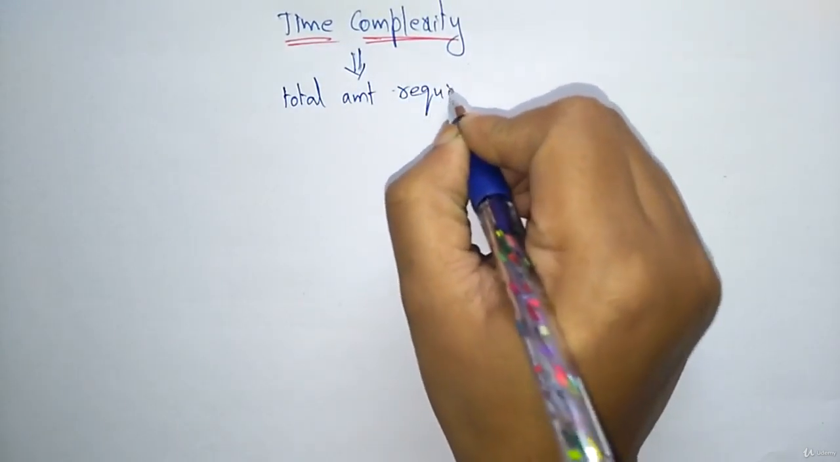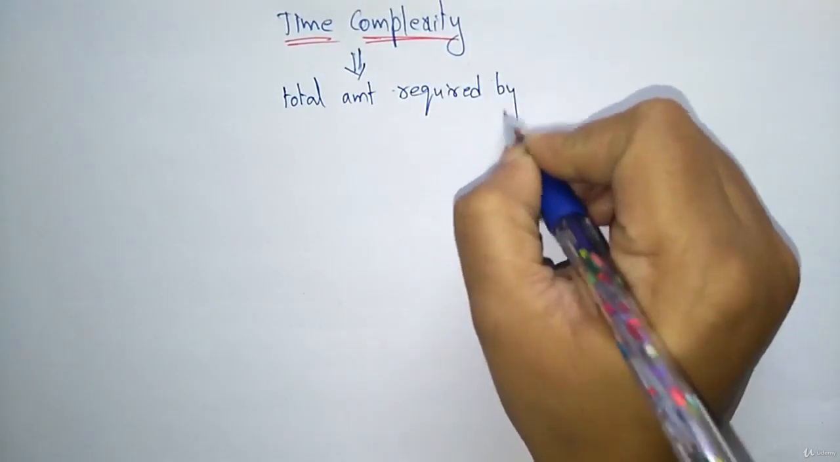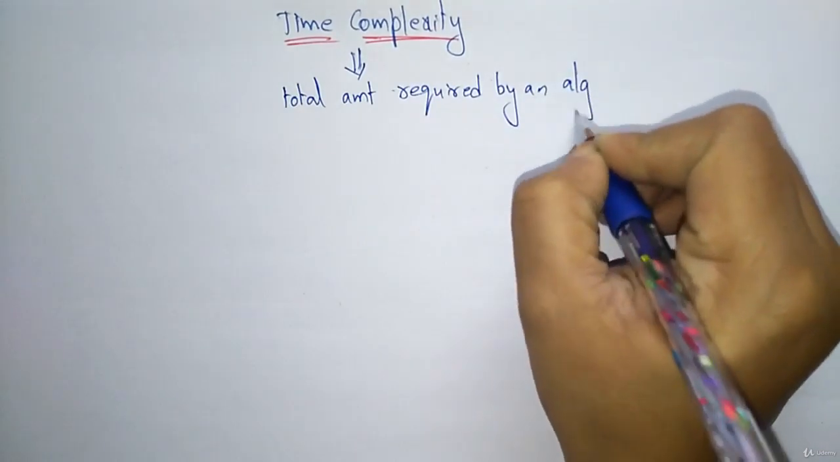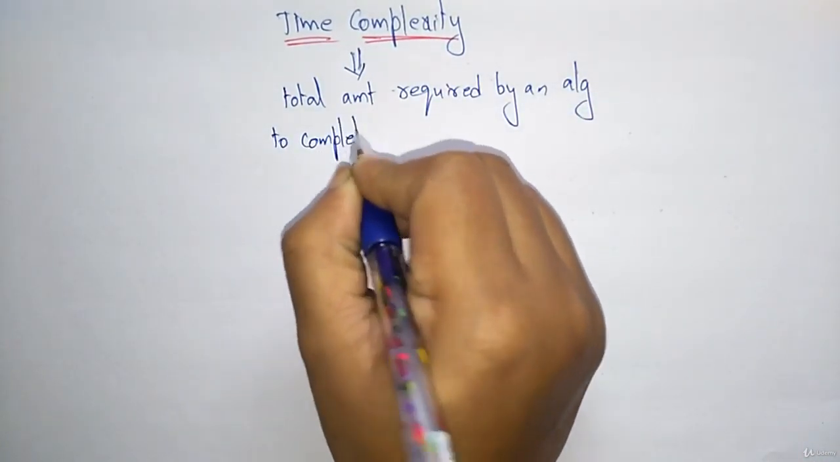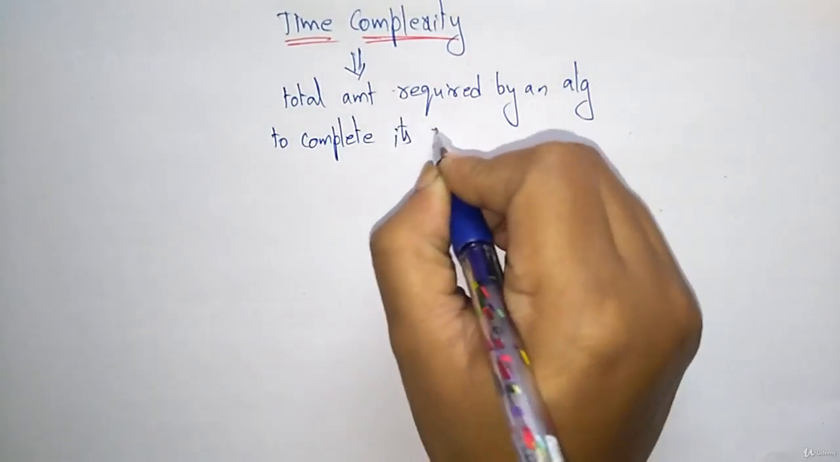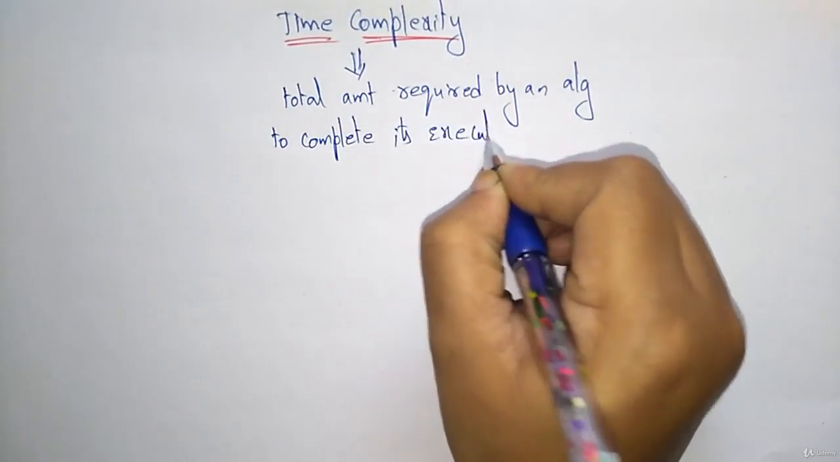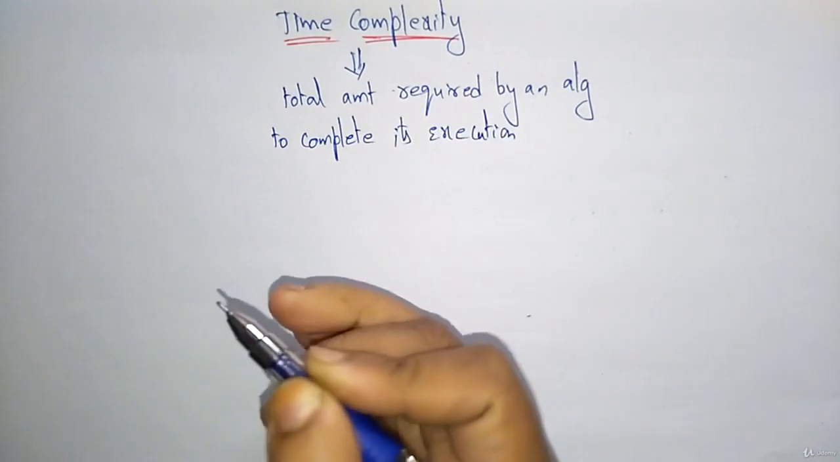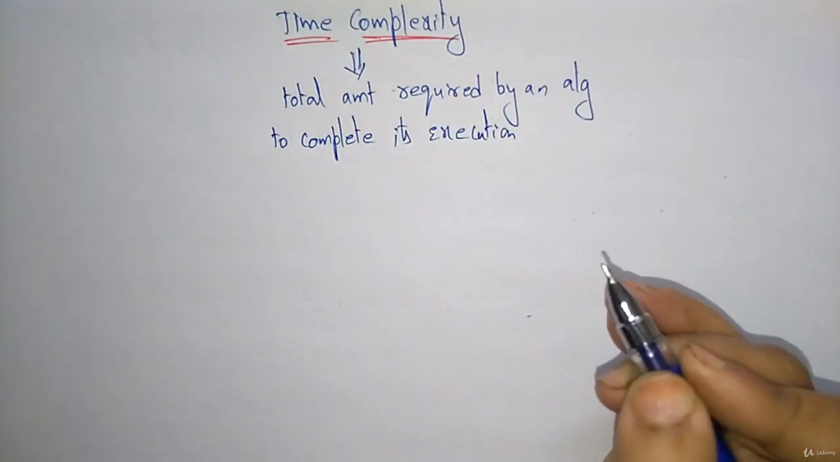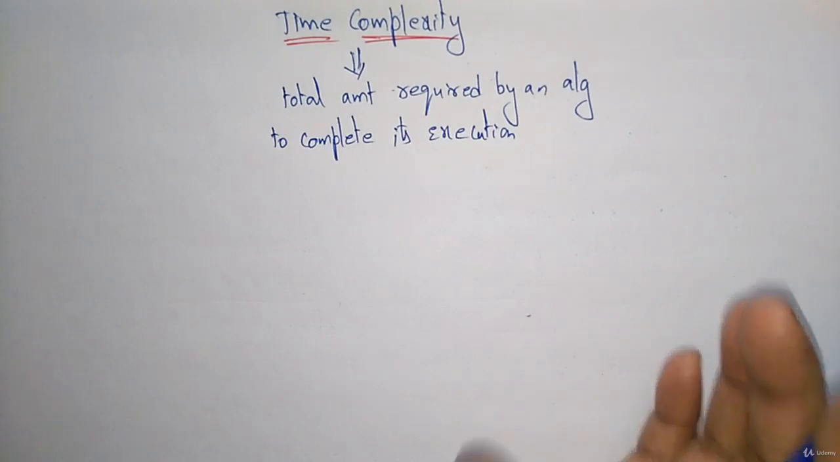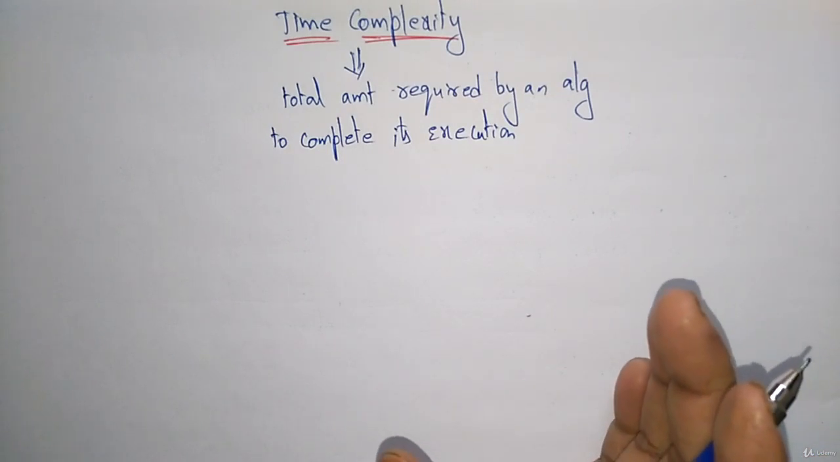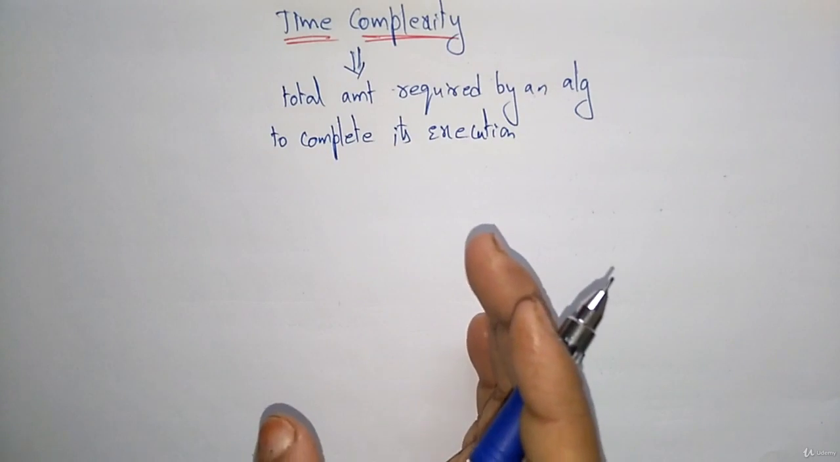So actually this time complexity is the total time required by an algorithm to complete its execution. To complete its execution, you call it as a time complexity. So time complexity is nothing but it calculates the total time that an algorithm takes to execute one task. Okay, so that is the time complexity.